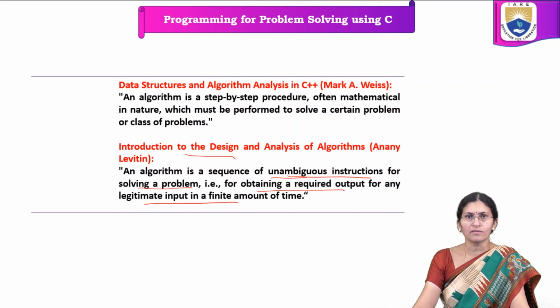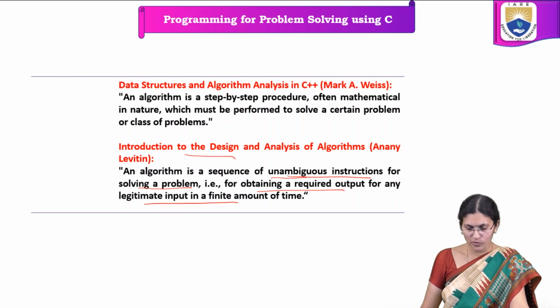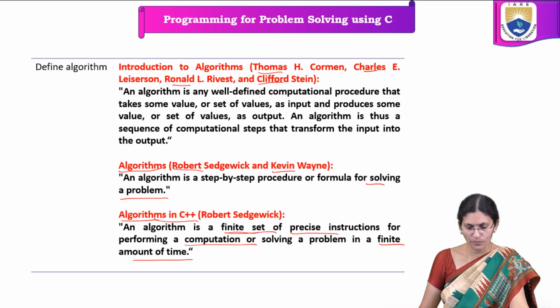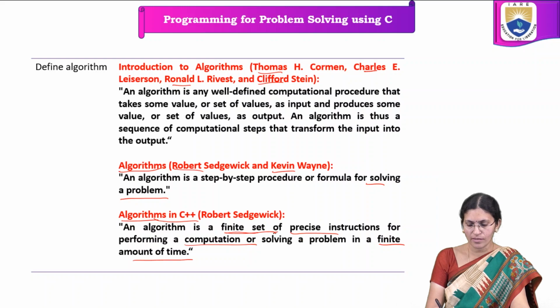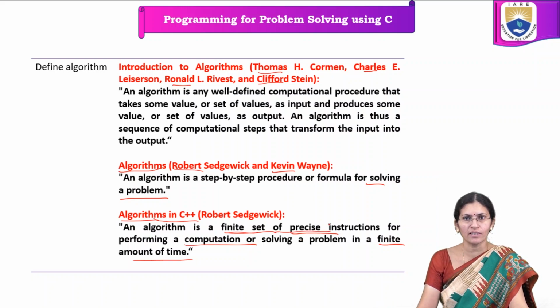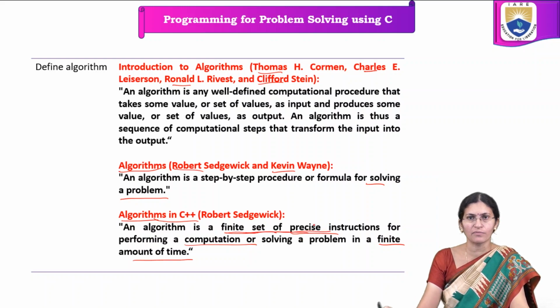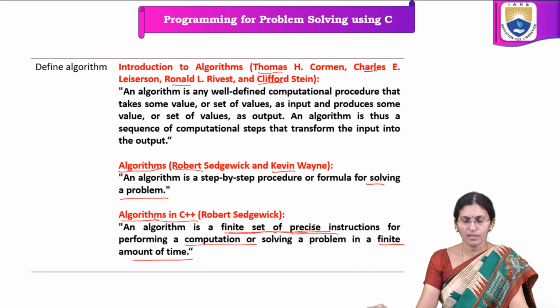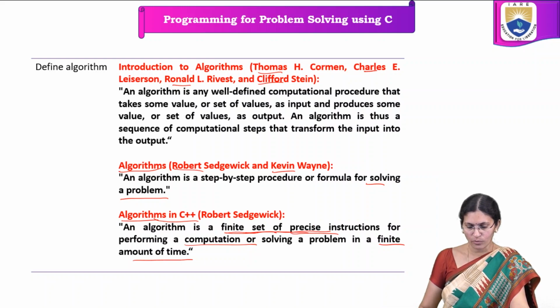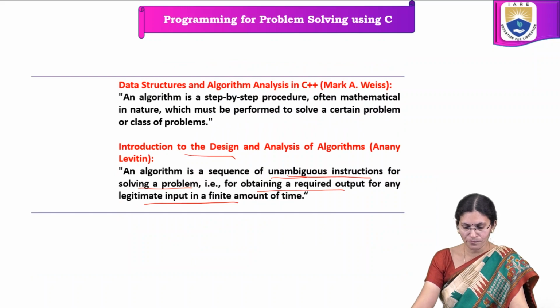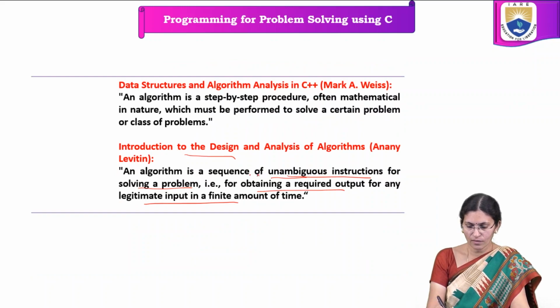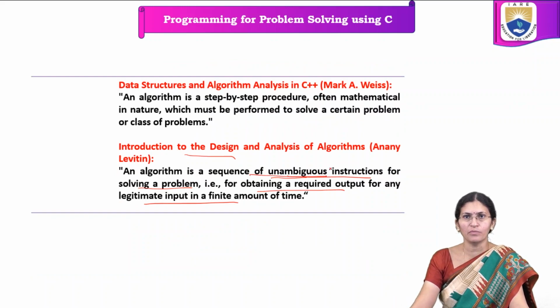Thus we can summarize according to the various definitions given by various authors. We can summarize the definition of algorithm as a step-by-step procedure to solve a problem. The algorithm has a finite set of instructions which is useful to solve the problem in a finite amount of time, and the instructions must also be unambiguous.